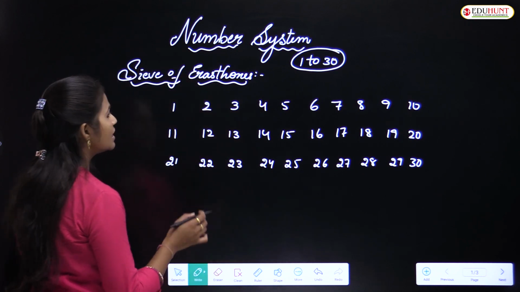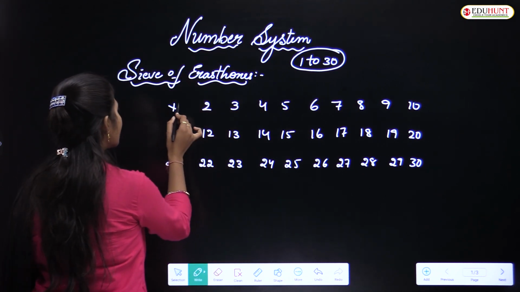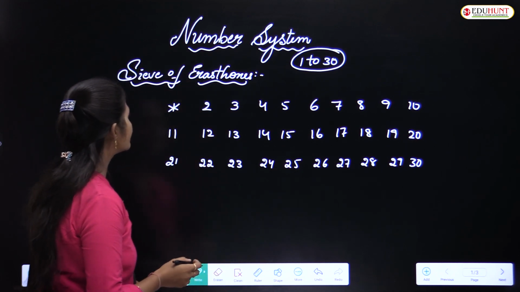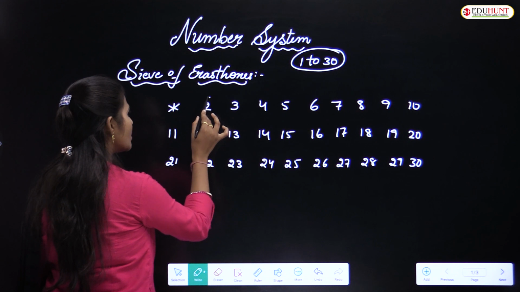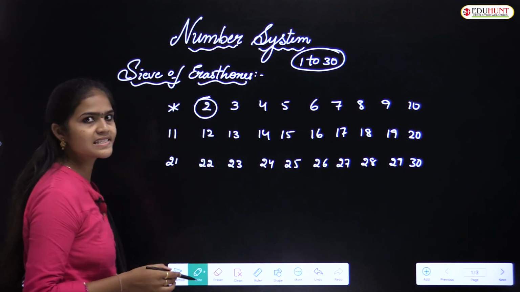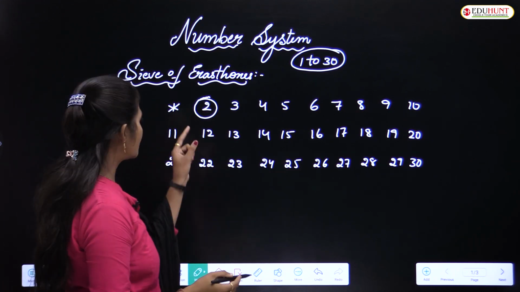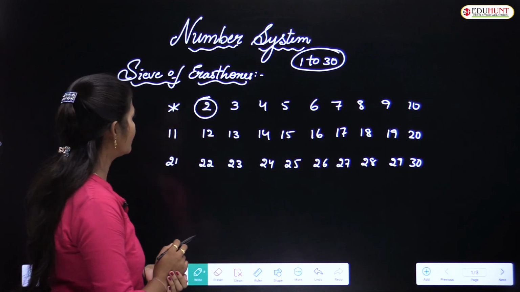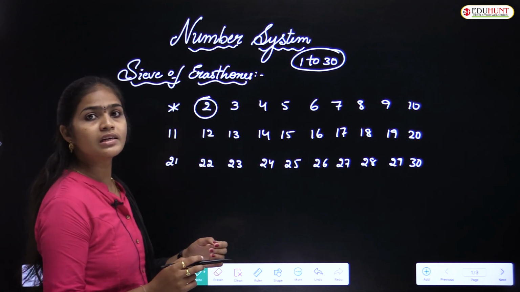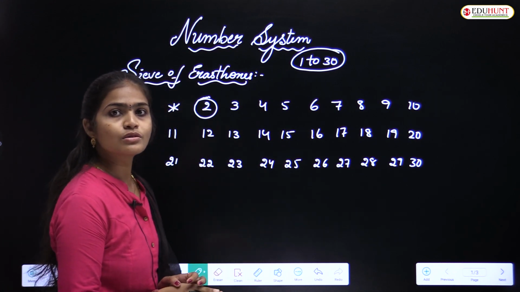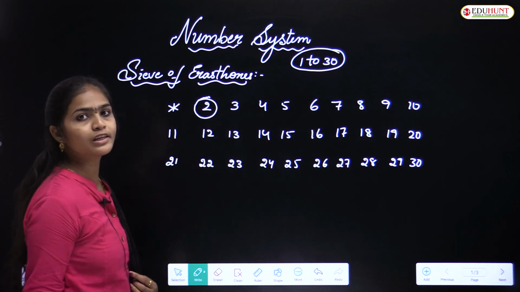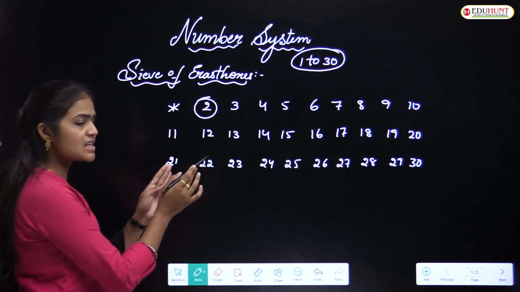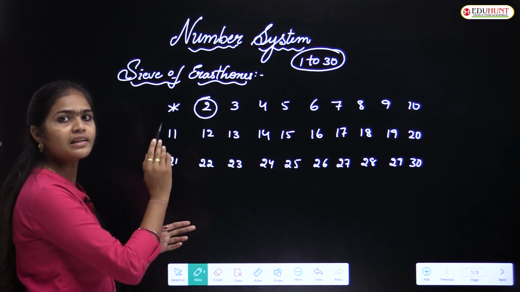Just to say, we already know that 1 is neither prime nor composite, so no need to consider it. The starting number, you have to circle it. Wherever the starting numbers are, you circle those numbers. Here 2 is there, so you know the 2 table now. Cross the multiples of 2. 2 ones 2, leave that one, because we are starting from 2, that's why we circle that 2.